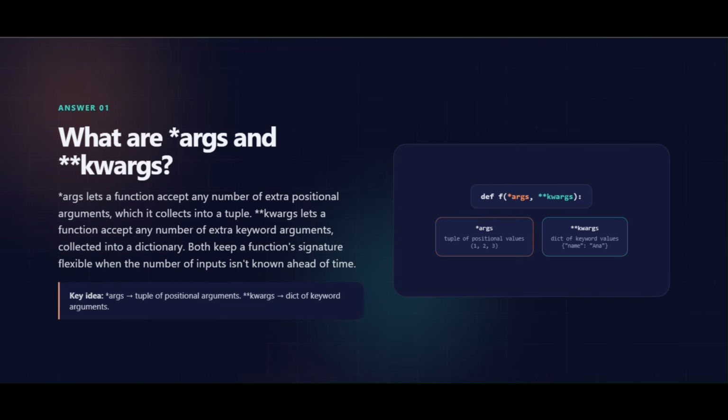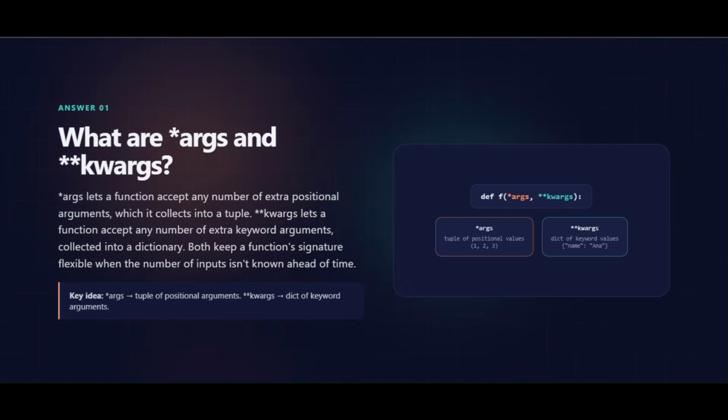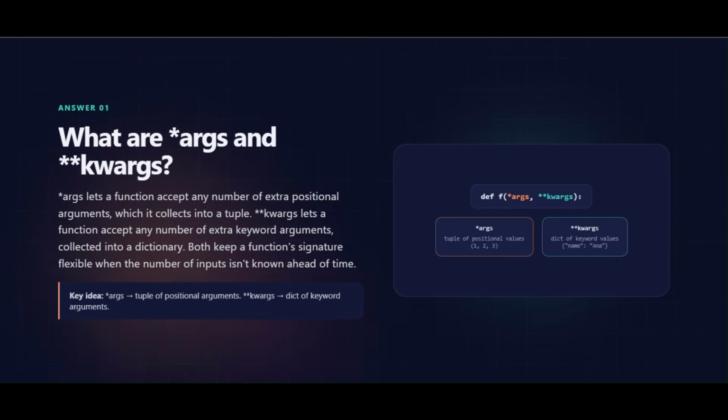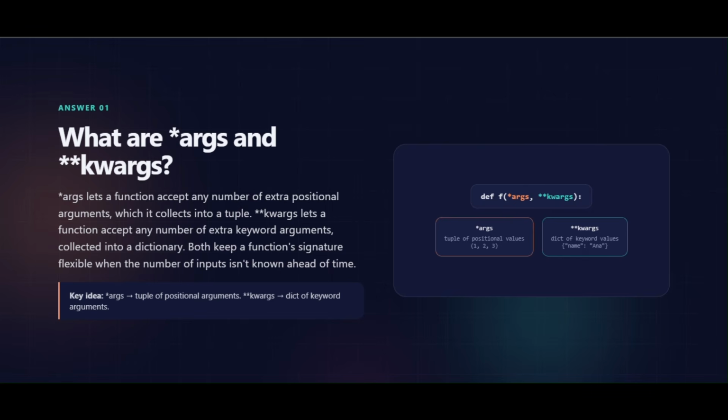Args lets a function accept any number of extra positional arguments, which it collects in a tuple. Kwargs lets a function accept any number of extra keyword arguments collected into a dictionary. Both keep a function's signature flexible when the number of inputs isn't known ahead of time. Key idea: args is a tuple of positional arguments. Kwargs is a dictionary of keyword arguments.